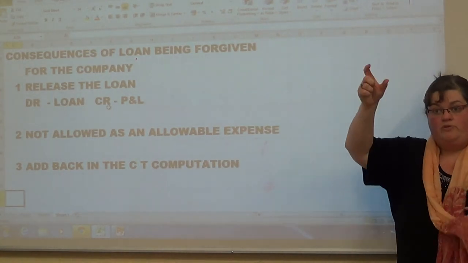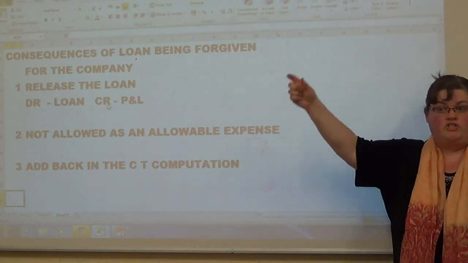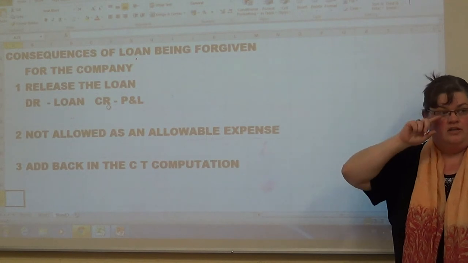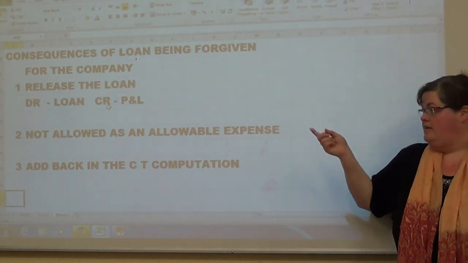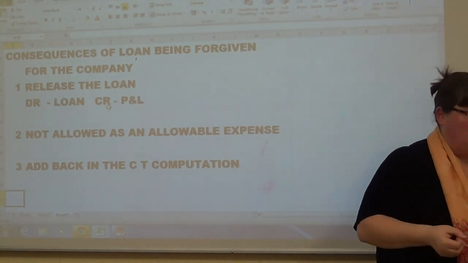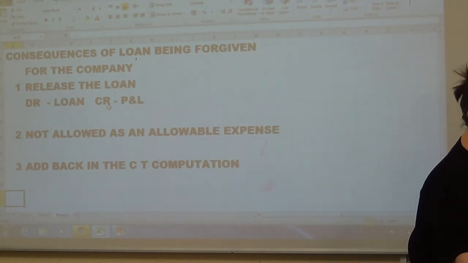Because if you don't, it will actually reduce your net profit. So when you go over to do your corporation tax, you have to do your normal add backs, like adding back depreciation, you would add back this loan in there as well. You can't write it off as a bad debt, no.